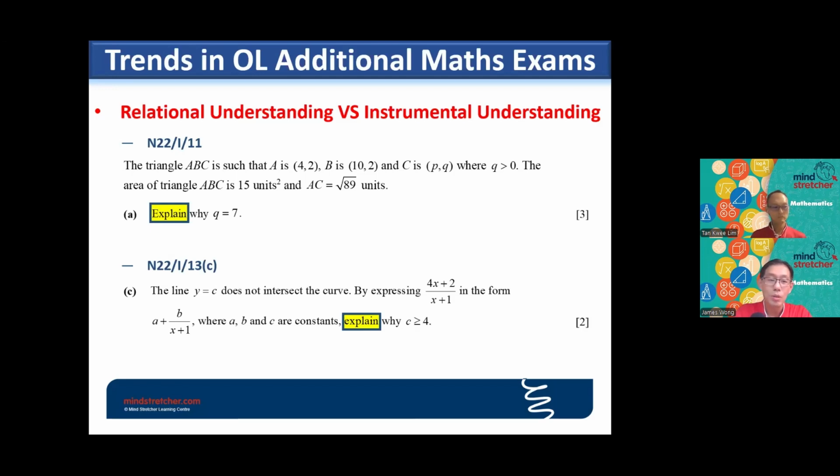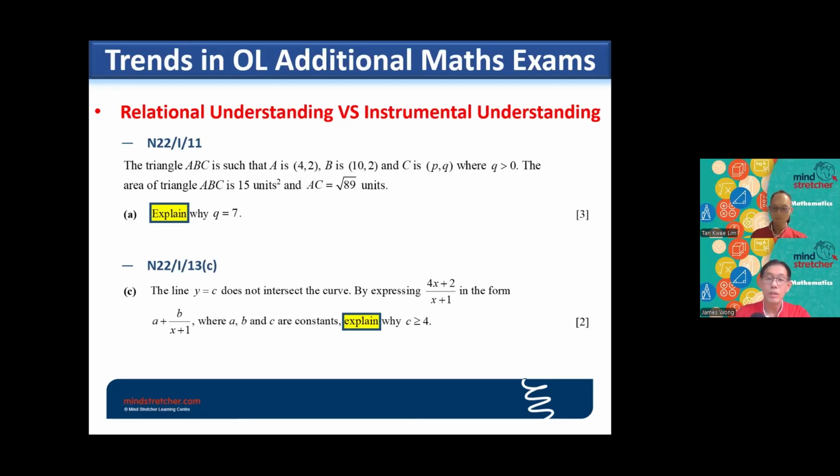So there are some examples here. I just pulled up two typical ones, like the next one. You can also see that they ask you to explain why C is greater than or equal to 4. You have a line that intersects a curve. They give you the information, and then they ask you to explain why that is so. So again, you need to explain through a mathematical justification.